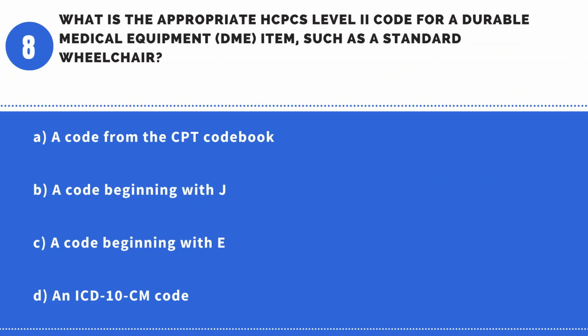Question 8. What is the appropriate HCPCS Level II code for a durable medical equipment, DME, item, such as a standard wheelchair? A. A code from the CPT codebook. B. A code beginning with J. C. A code beginning with E. D. An ICD-10-CM code.